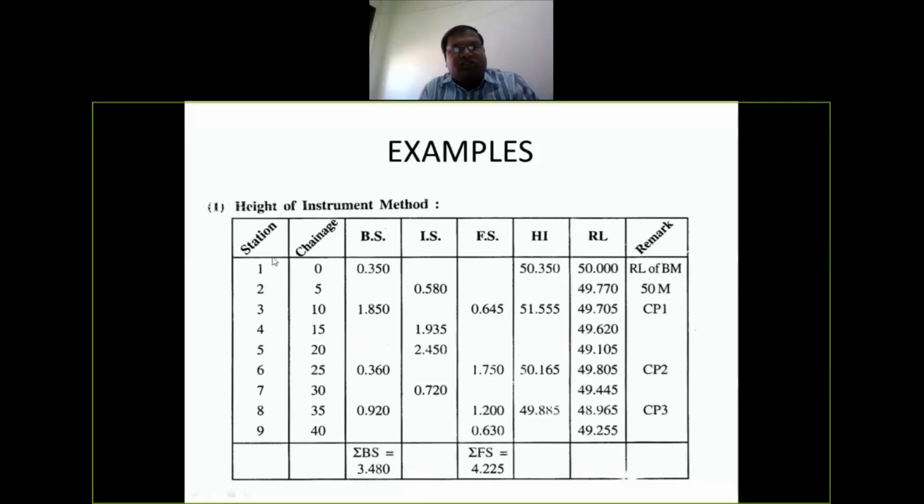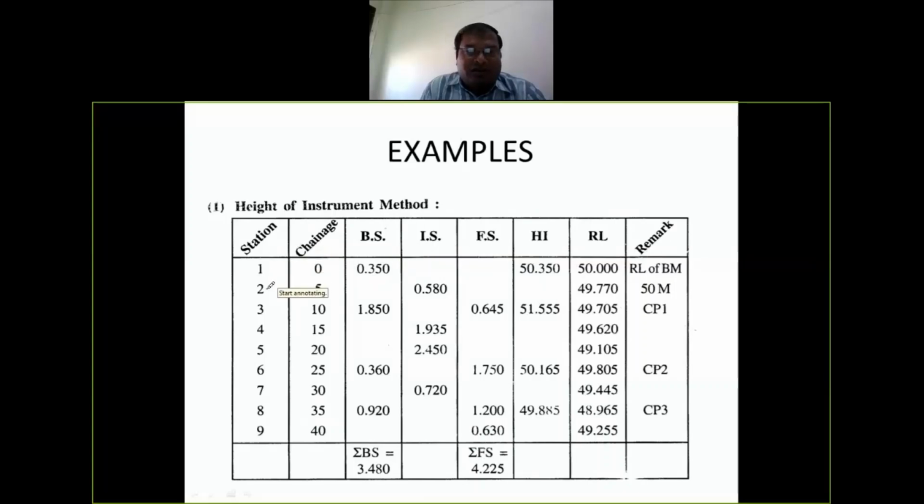So what you have to do first is prepare the table. That is very important, which I have not shown in the previous example. Here you can see how to enter the readings. Station is given here, chain is also given, so you have to include chain. If it is not given, there is no need to include it. But here chain is given, so you just put it here. Then back side, IS, fore sight, HI, RL and remark. This way, first of all you prepare the table. Then you enter the readings: back side, IS and fore sight.